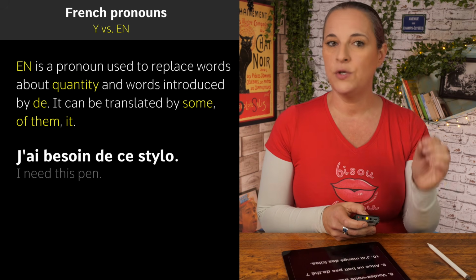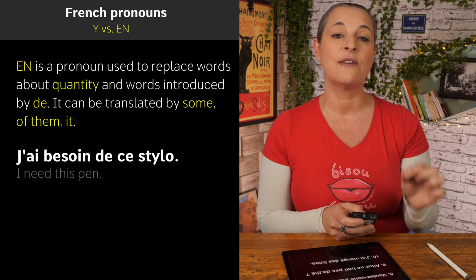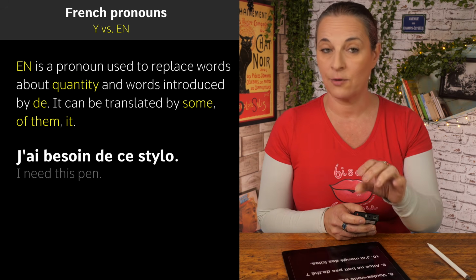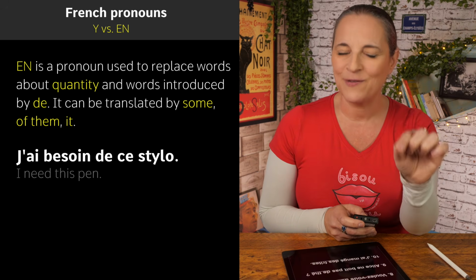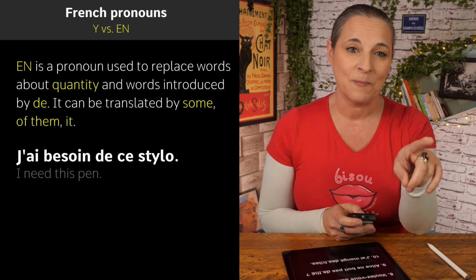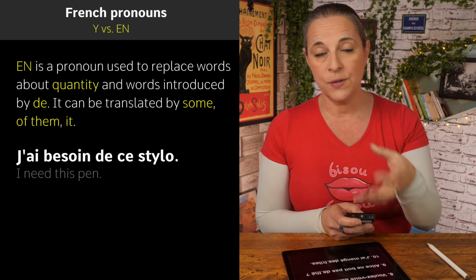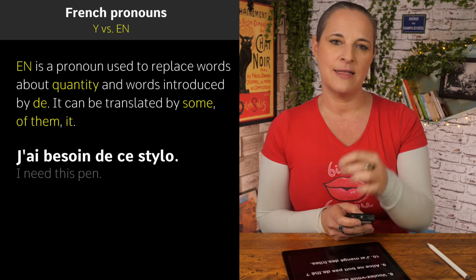Now try with this one. J'ai besoin de, and here we've just said that if it has to be replaced, the pronoun, if it comes with de, you have to use en and not y. J'ai besoin de ce stylo. I need this pen.